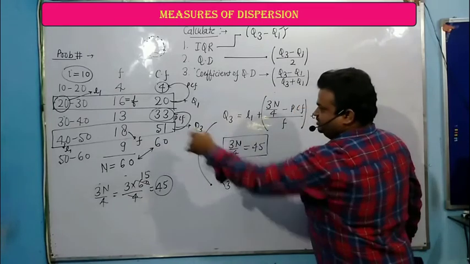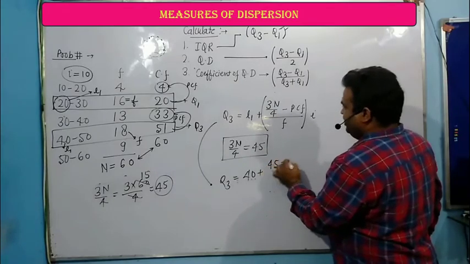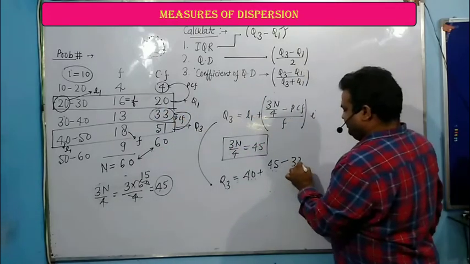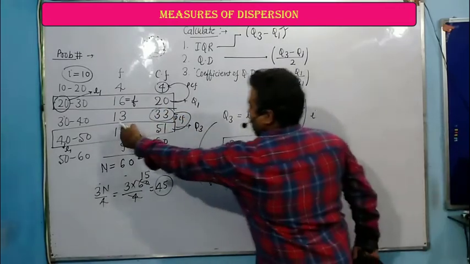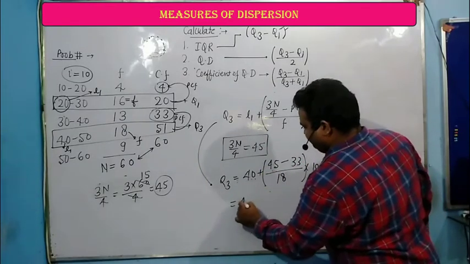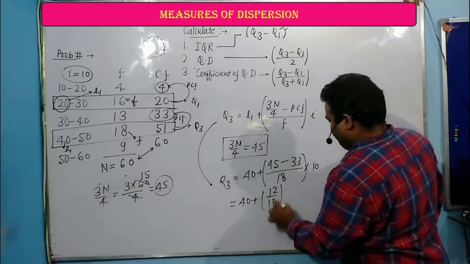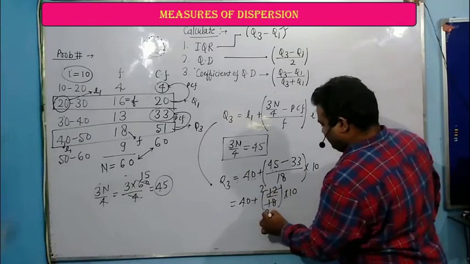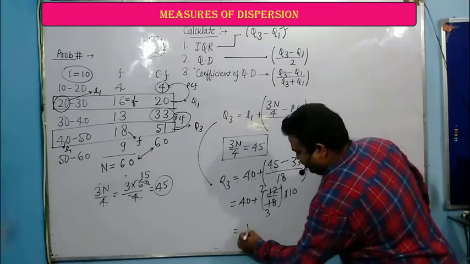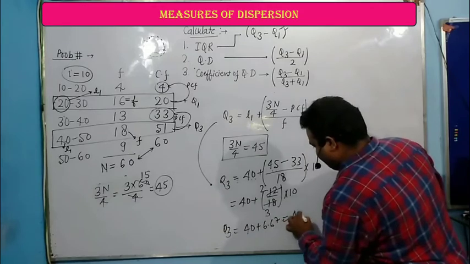Now put all these values in this equation and you will get Q3. So Q3 is what? L1 is what? 40, the lower limit of the class interval. This is 3n by 4, already calculated, 45, minus the previous cumulative frequency just before this, the PCF value, which is 33, divided by F. F is 18. So I am putting this 18, into I is 10. So this value is 40 plus 12 divided by 18 into 10. So 6 twos are 12, 6 threes are 18. So 20 divided by 3 comes to 6.67. So I can write this plus 6.67. So my Q3 value is nothing but 46.67.